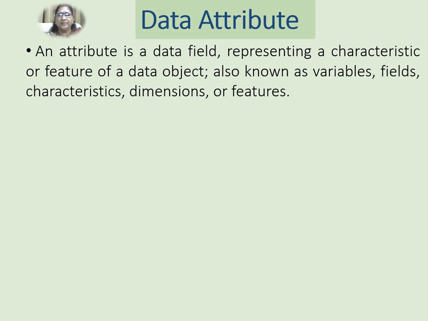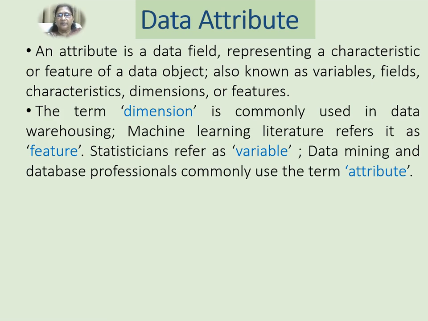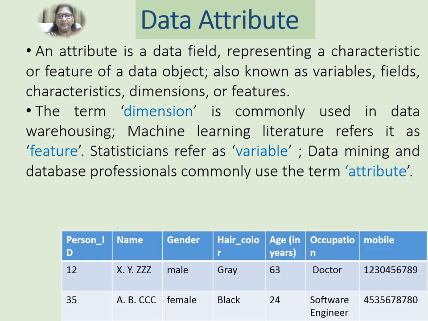The next simple data primitive which we need to learn is the data attribute. What is a data attribute? An attribute is a data field representing a characteristic or feature of a data object. They are also named as variables, fields, characteristics, dimensions, or features. The term dimension is commonly used in data warehousing. Machine learning literature refers to it as feature. Statisticians refer to it as variable. Data mining and database professionals refer to it as attribute.